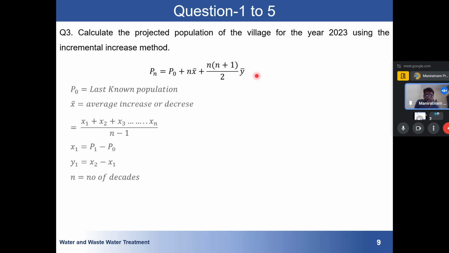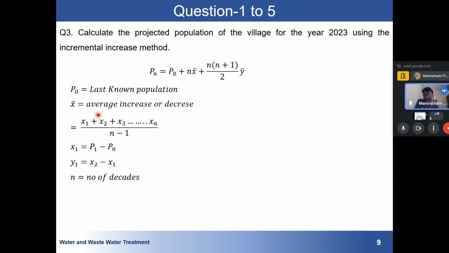What is this average? I will write it here. P naught is the last known population, which we already know, X average we already know, and X1 will be the population of the first decade minus the last decade. And now they have defined one thing, y, the difference in increase or decrease. And y average they have defined as the average of the increase or decrease of this. They have taken the average of the average, in that way they have defined it.